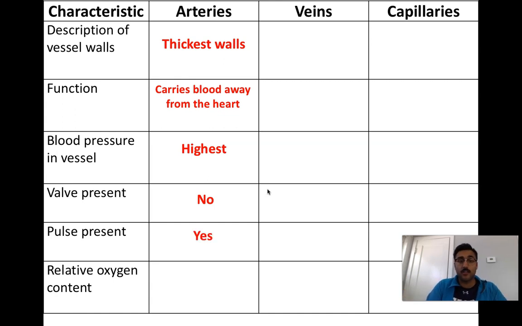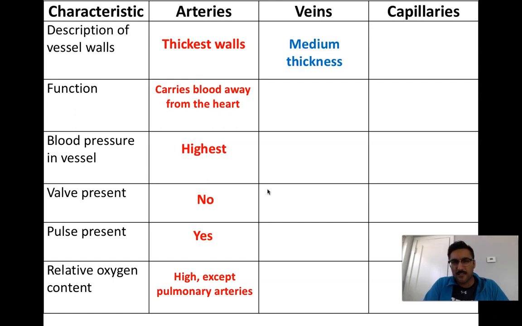There is a pulse in an artery. Pulse is that thing you'll feel when the pressure is high, easily found in the arteries. Relative oxygen content is quite high, except, as an exception here, the pulmonary arteries, the arteries that go from the heart to the lungs, and we'll describe those in more detail in the next couple of videos.